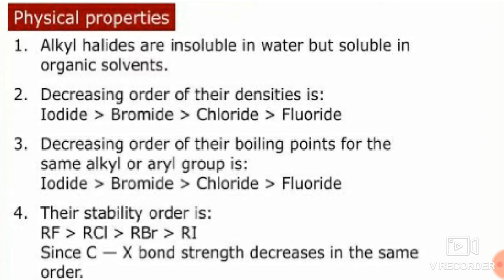Here the melting and boiling points are also based on their density. If the density increases, the melting and boiling point also increase. The decreasing order of boiling point for the alkyl group is: iodide has the highest boiling point, that is 316, bromide has 278, chloride has 249, and fluoride has 194. Here the highest boiling point of alkyl halides is alkyl iodide.